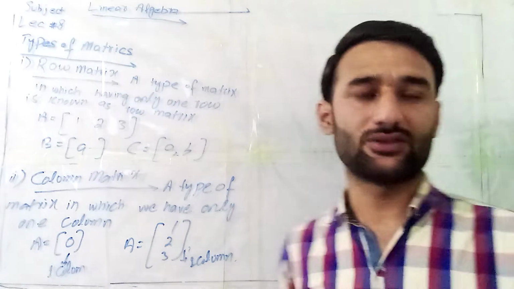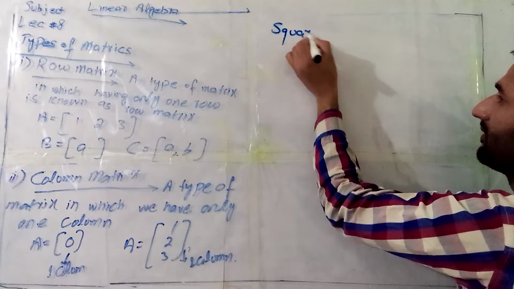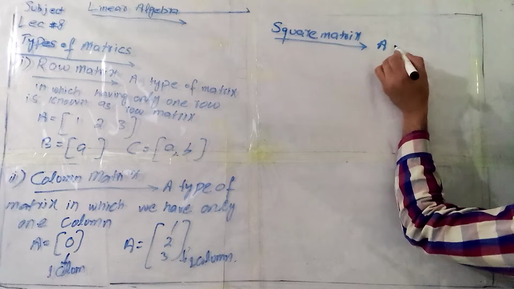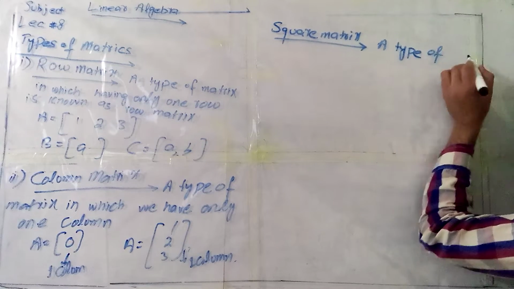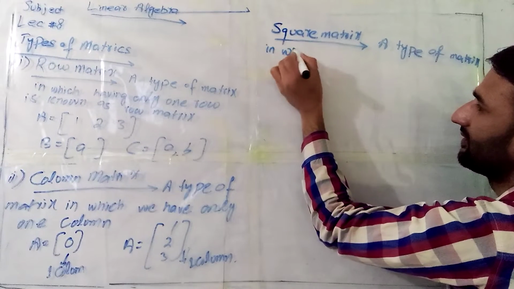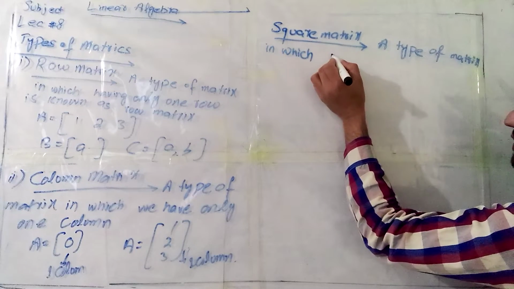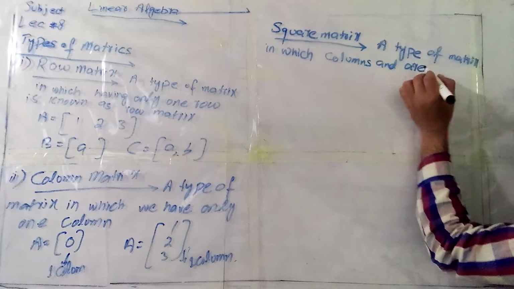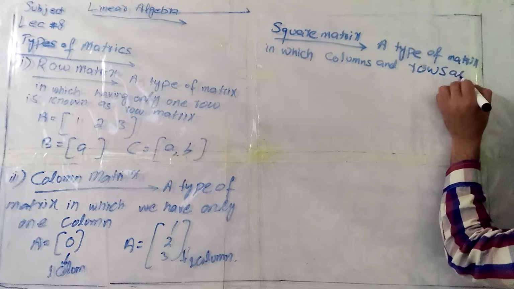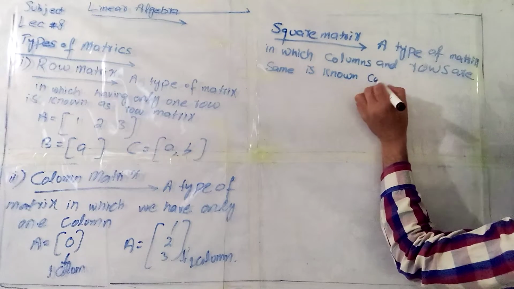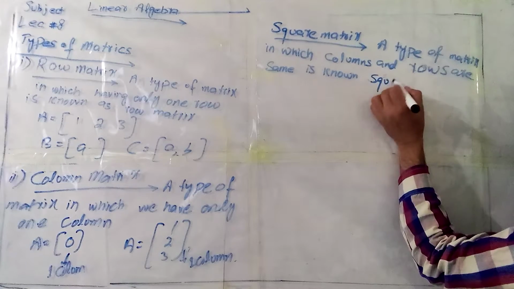Now, what is meant by a square matrix? A type of matrix in which the columns and rows are the same in number is known as a square matrix.